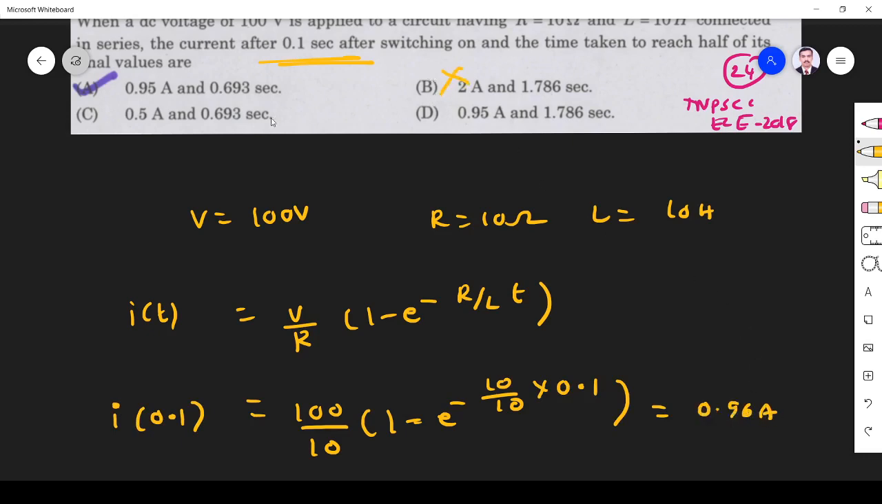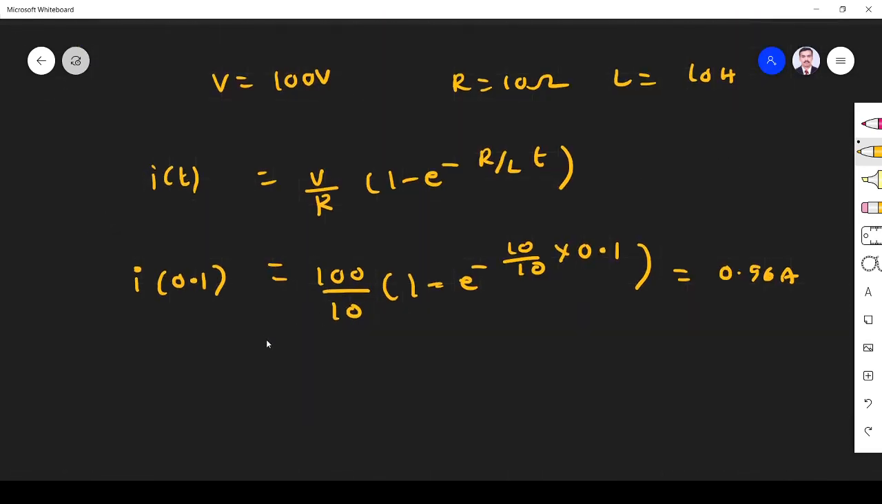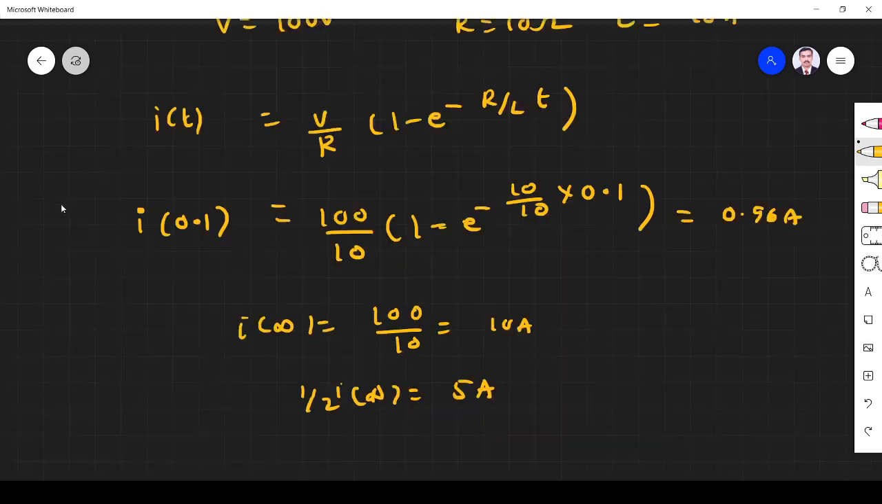So B is wrong, D is wrong. It is 0.95, either A or D. So what is the time taken to reach 50% of the final value? What is the final value? Final value I infinity is nothing but V by R. V is 100, R is 10, so it is 10 ampere. Half of the final value, 1 by 2 of I infinity, is 5 amps. So time taken to reach 5 ampere.